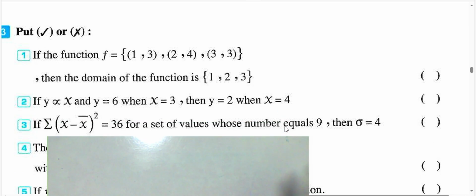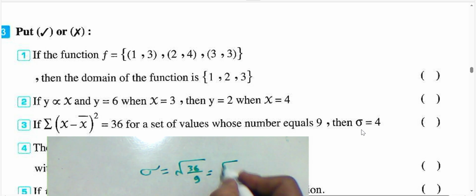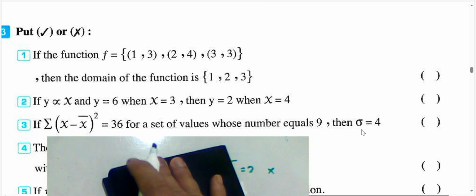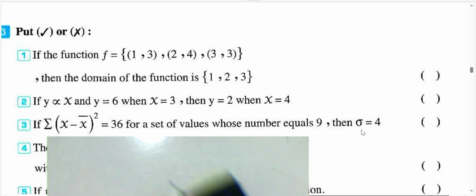Next question: the summation of (x minus x bar) squared equals 36, and the number of values is 9. The sigma here, the standard deviation, is the square root of 36 over 9. The result is the square root of 4, which equals 2. This answer here will be false, because he gave the answer as 4.